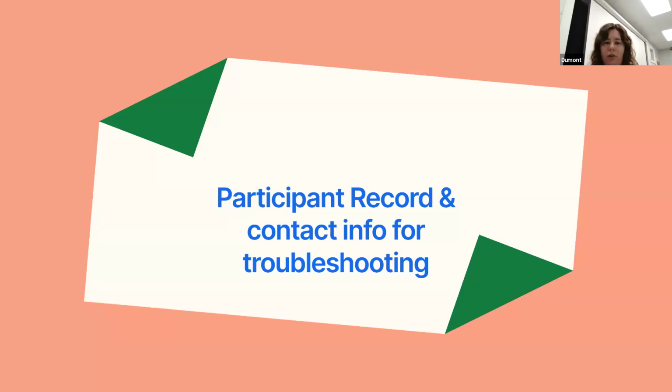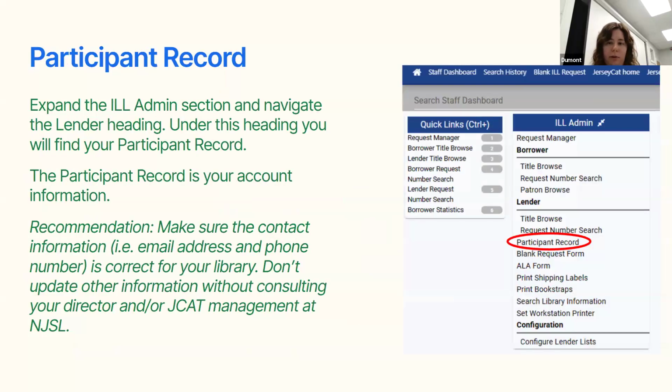So now we're going to move on to the participant record and contact information for troubleshooting. So in your participant record, under your staff dashboard, we discussed quick links to get to your request manager. The next option is ILL admin. From here, you see under the lender circled in red is your participant record. This is basically your account information.